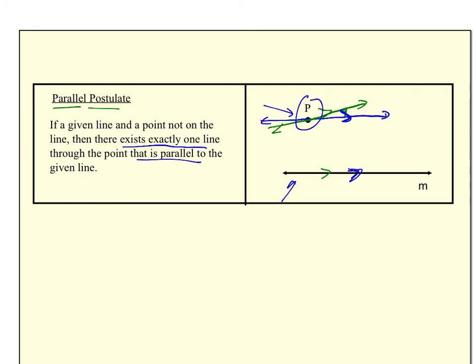There's also a perpendicular postulate which says, through P, there's only one line that is perpendicular to M. But we're not talking about that right now. So for any given line and any given point not on the line, there's exactly one line parallel to the other line through that point. Okay.